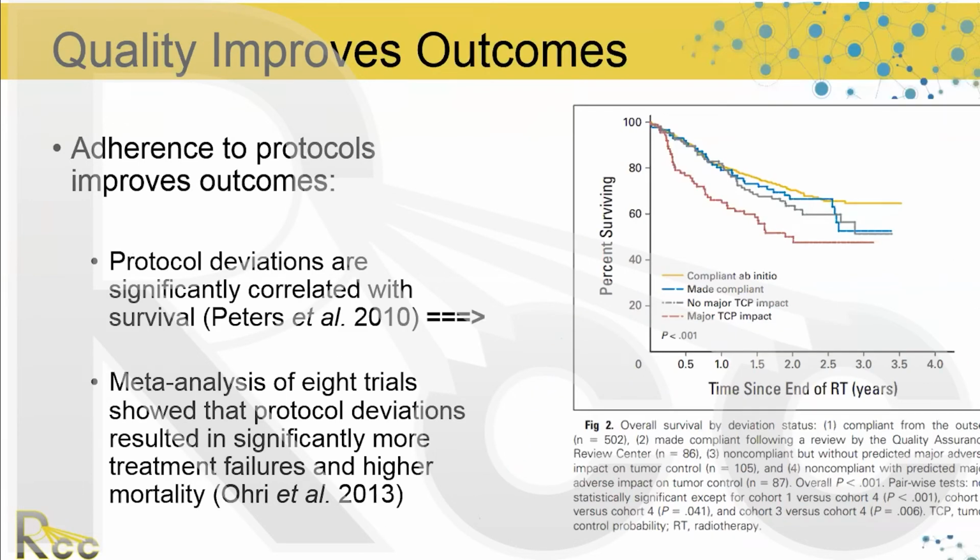And why do we do this? Well, it's been shown that quality improves outcomes. There's been a couple of studies where they've looked at adherence to protocol objectives. So if anybody's done some clinical protocols, whether they've been RTOG or NRG, or at least followed those documents or used that guidance, some of them have really strict dosimetric parameters. Well, what they've shown is that protocol deviations correlated with survival. So the better they were able to meet the protocol, the better survival they got. And they did a meta-analysis of 8 trials showing this.